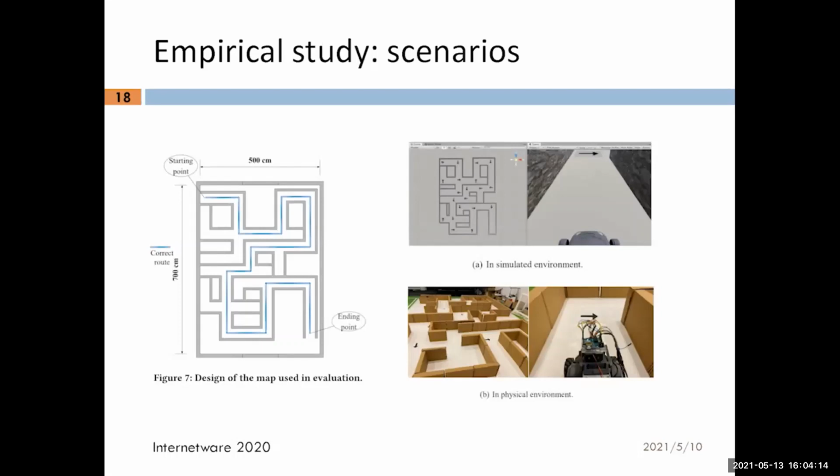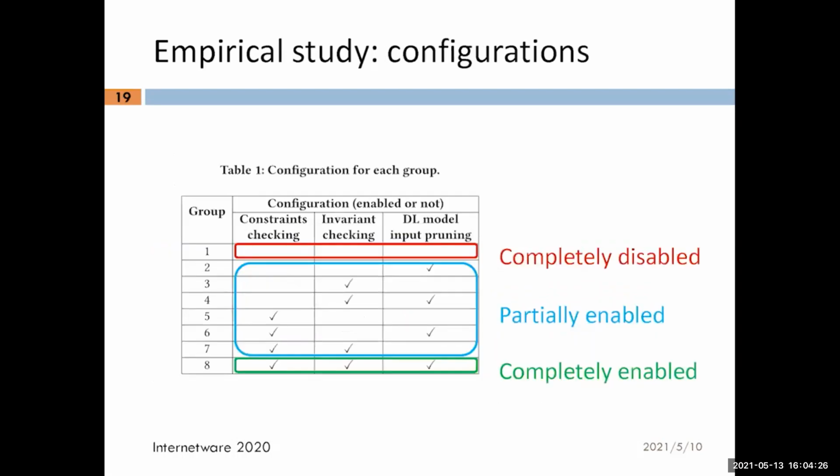We constructed the scenario based on the map in the physical and the simulate environments, respectively. The simulate one was constructed with the Unity engine. Here are the configurations of the experiments. They are divided into 8 groups, including one group that disables all 3 approaches, one group that enables all of them, and 6 groups that only enable part of them.